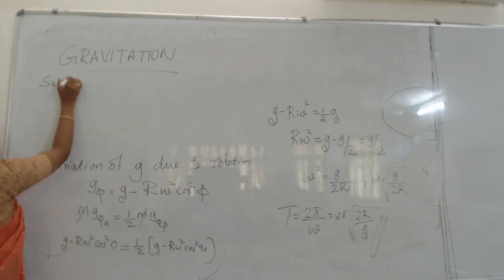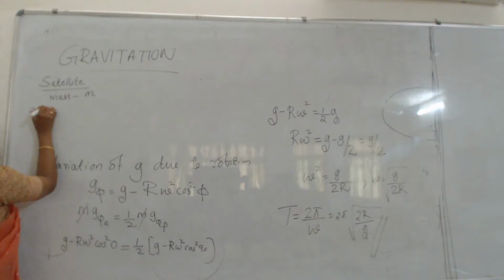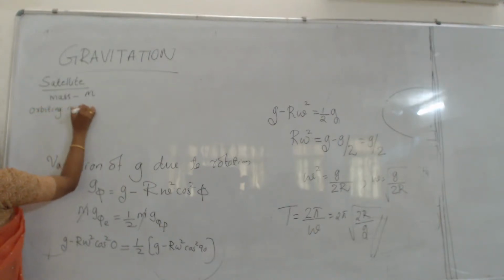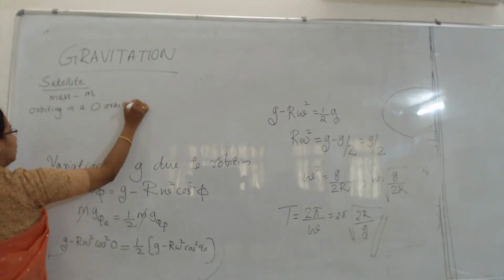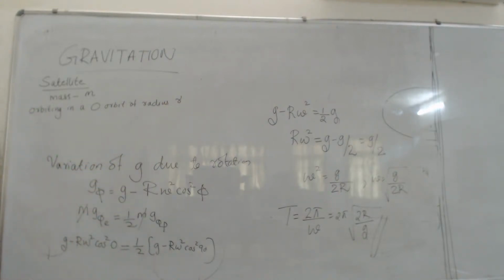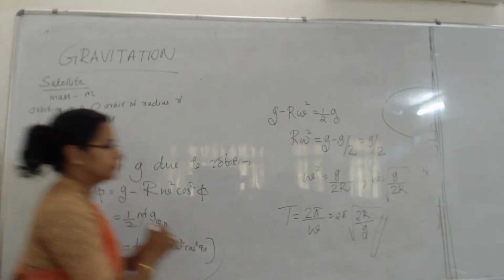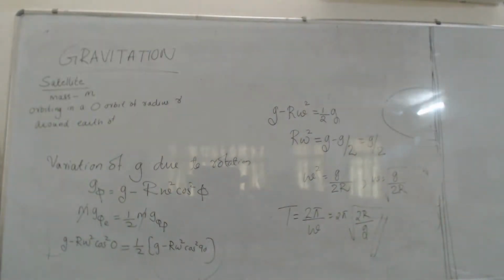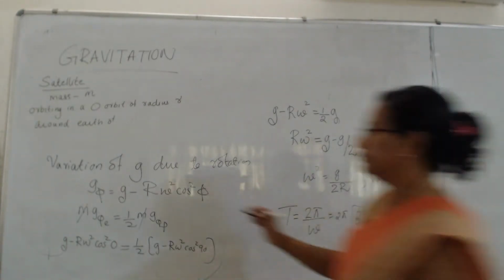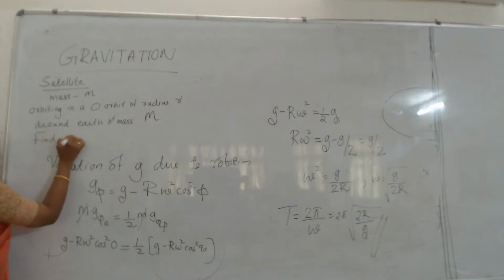A satellite of mass m orbiting in a circular orbit of radius r around Earth of mass capital M. Find angular momentum.